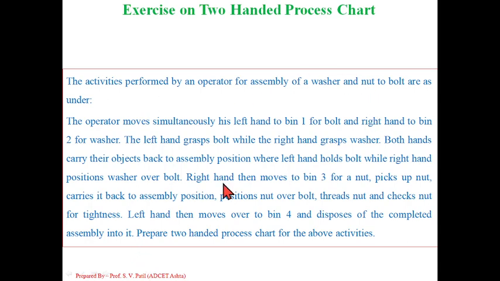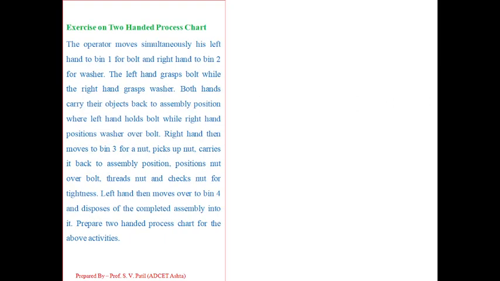So this is one more industrial task where it is required to perform the assembly of the 3 different components. The description is given over here within this paragraph. By referring to this paragraph, we are supposed to prepare the 2-hand process chart. So here we try to prepare that chart.